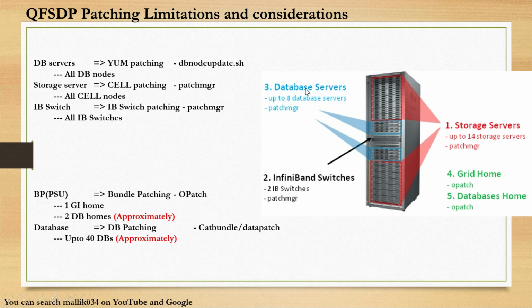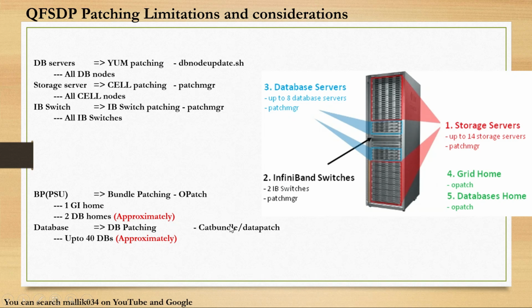Database server patching will be done using dbnodeupdate.sh, or you can use patchmgr and internally call dbnodeupdate.sh for the DB server patching. And coming to grid patching, they will use OPatch, and coming to database home patching, they will use OPatch. Again, I said here 1 GI home and 2 DB homes. And coming to the database patching, they will use catbundle or datapatch. This is the same as our traditional catbundle or datapatch. There is no difference in Exadata.